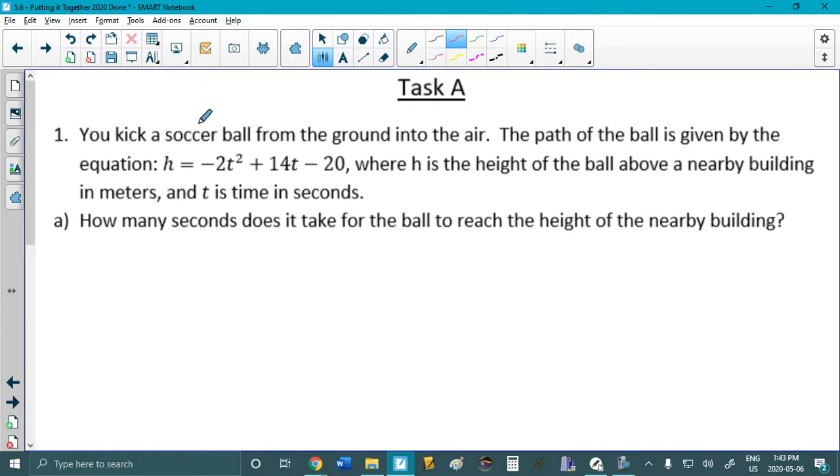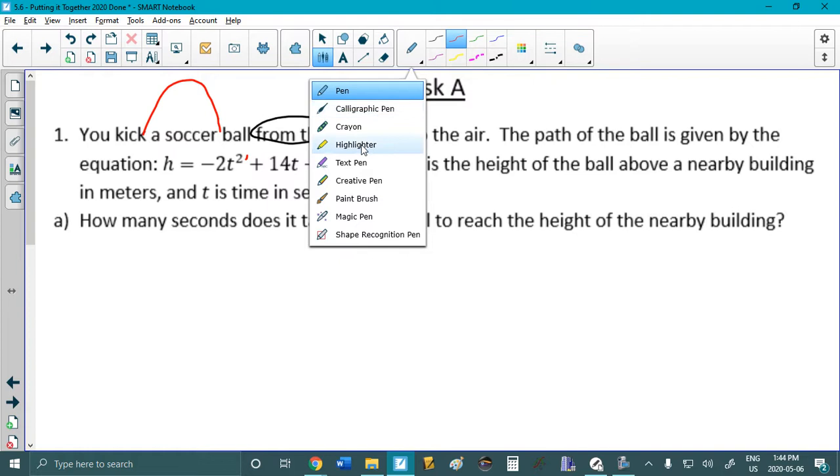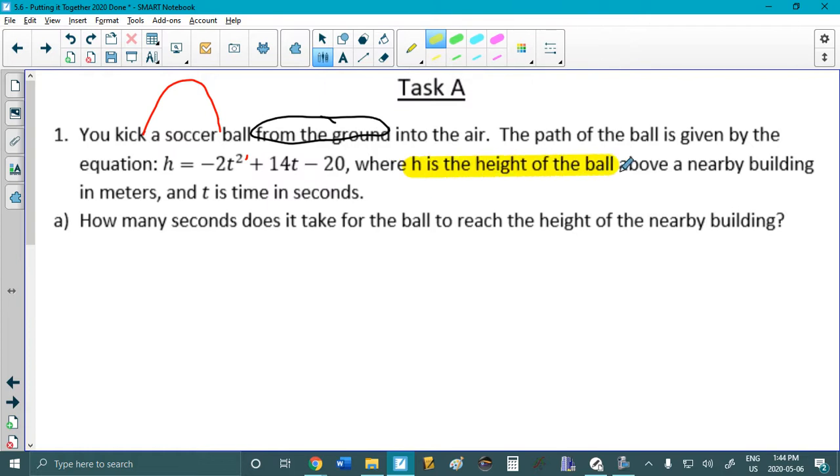All right, first question. You kick a soccer ball from the ground into the air. The path of the ball is given by this equation, so it's a parabola because it's squared, and negative a value, so that means it's upside down, and that checks out if you're kicking a ball. h is the height of the ball above a nearby building.